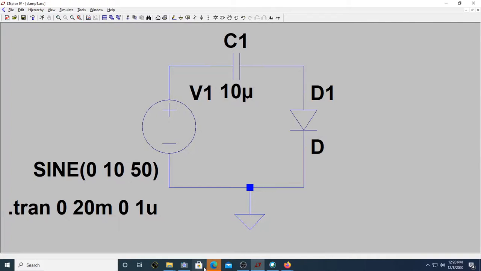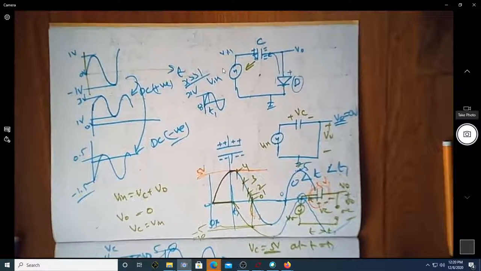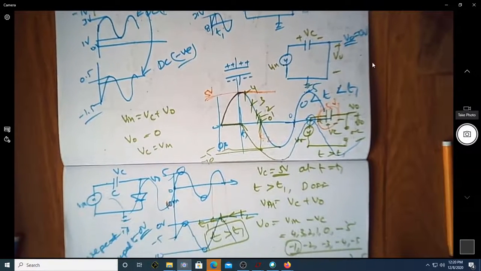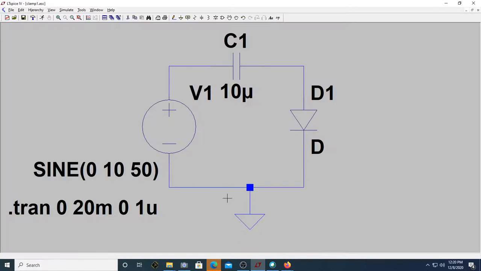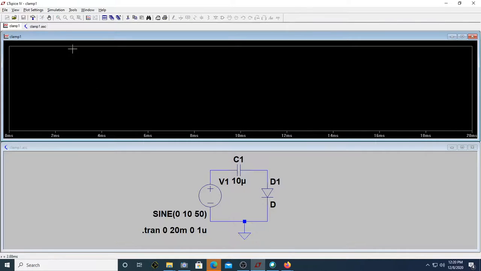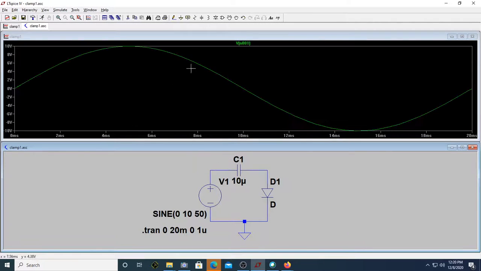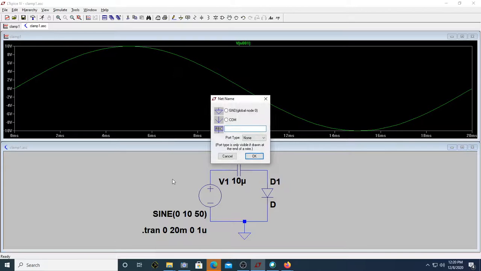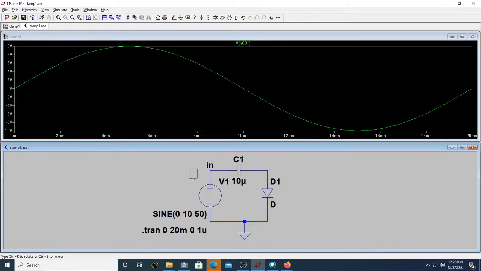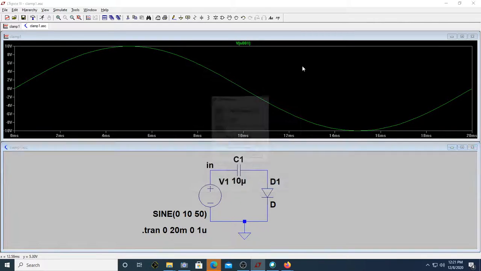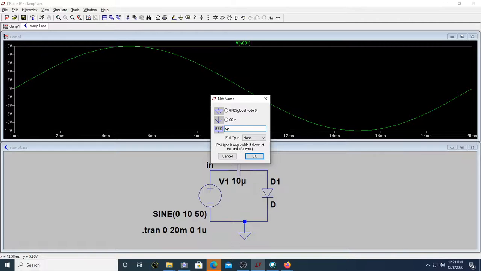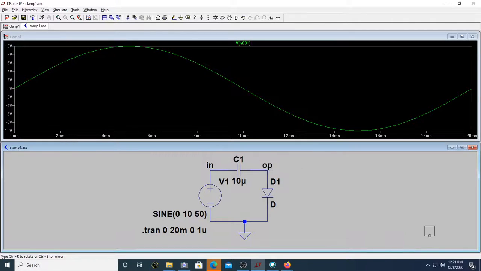Let us see the slight difference between the analysis that we have made here and the analysis with a practical circuit. So let me go here and run this. At the input I have a sinusoidal waveform. Let me label this as in and out, so that we can see what is in. Let me have one more label for the output and just put it here.